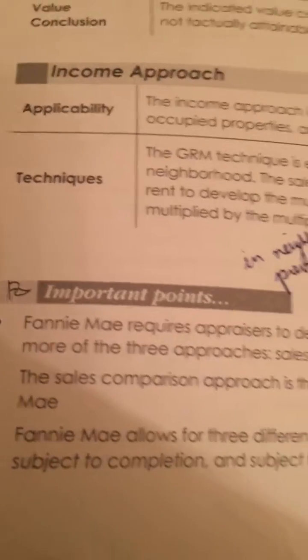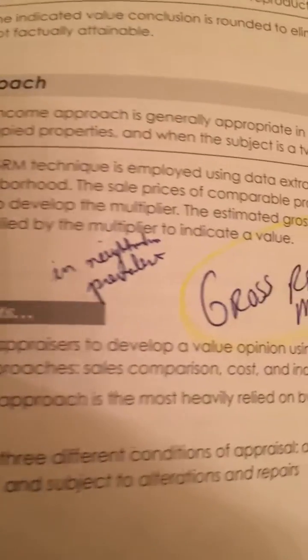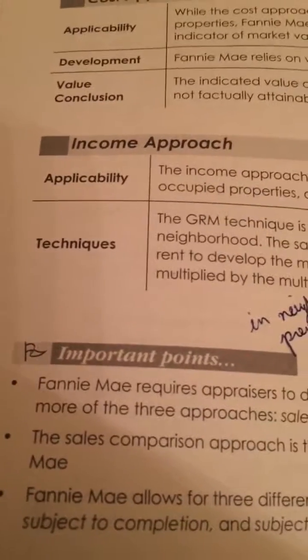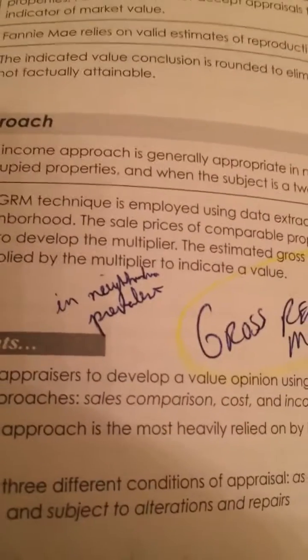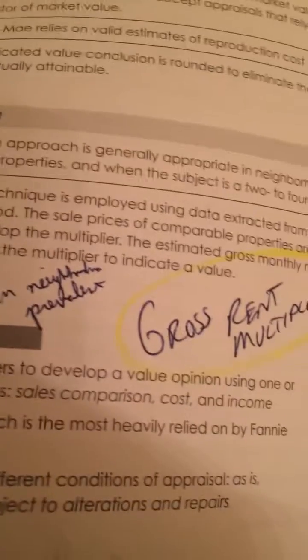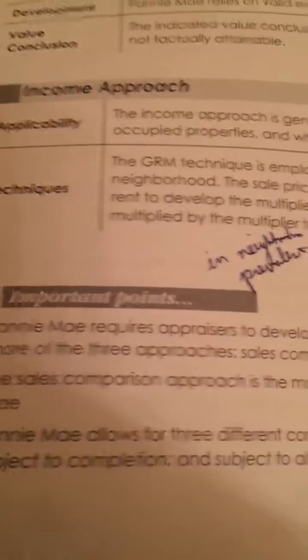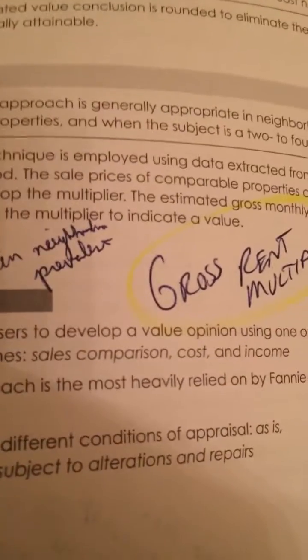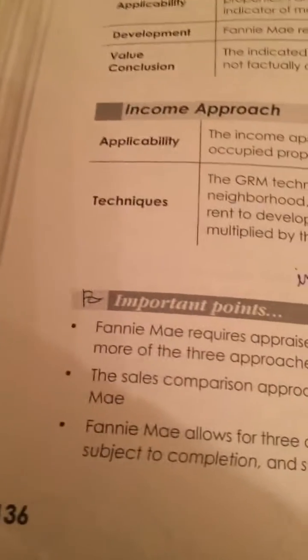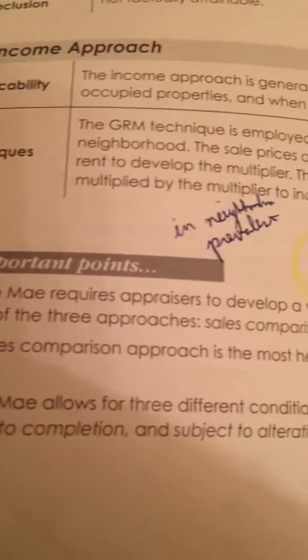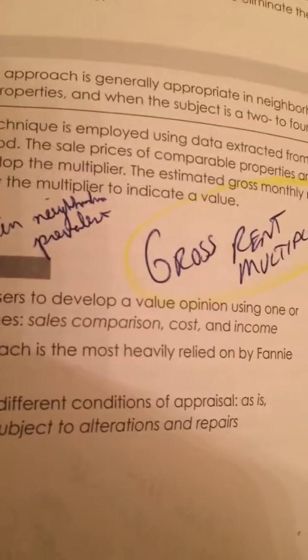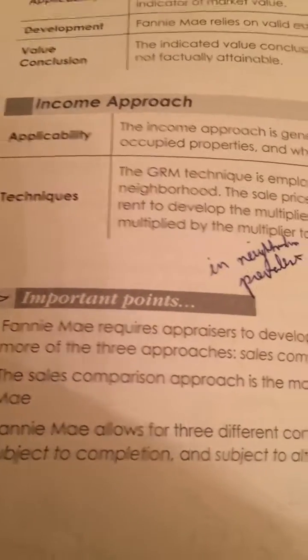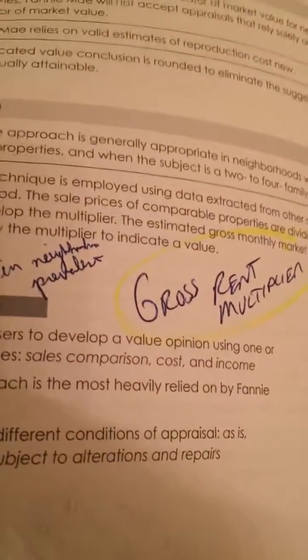Important points. Fannie Mae requires appraisers to develop a value opinion using one or more of the 3 approaches: sales comparison, cost, and income approach. The sales comparison approach is the most heavily relied on by Fannie Mae. Fannie Mae allows for 3 different conditions of appraisal: as is, subject to completion, and subject to alterations and repairs.